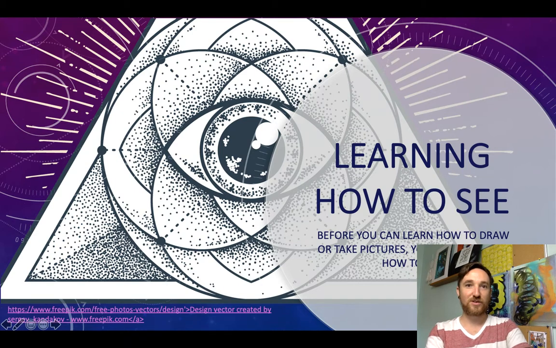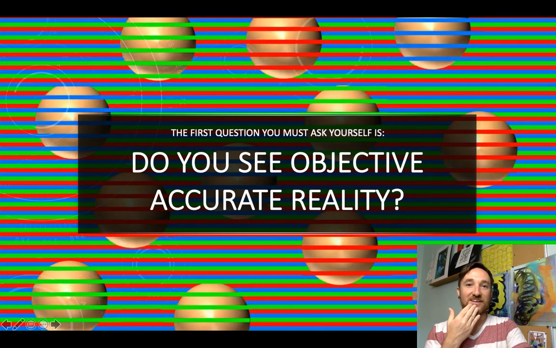And without further ado, let's get to looking at some optical illusions, talking about how we see and how the brain works. So the place we really must start is a question. It's the first question I always ask my class. Do you see objective, accurate reality? Do you think that what you are looking at in the world is objectively accurate, that what you see is real, it's a fact, those things exist in the way that you're seeing them?